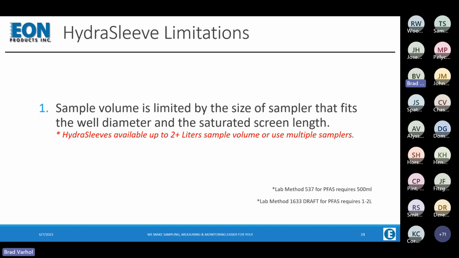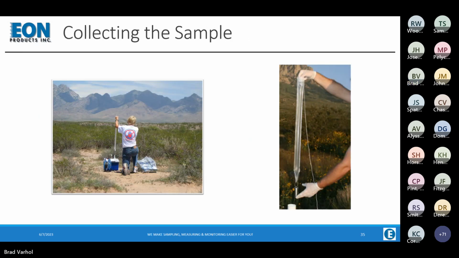To get 2 liters of water out of a 2-inch well, we need something between 8 and 10 feet of saturated screen. And just a quick side note, if you're doing the new 1633 draft method for PFAS, you're going to need between 1 and 2 liters of water. So if you have the saturated screen available, you can use a hydrosleeve to get the sample.